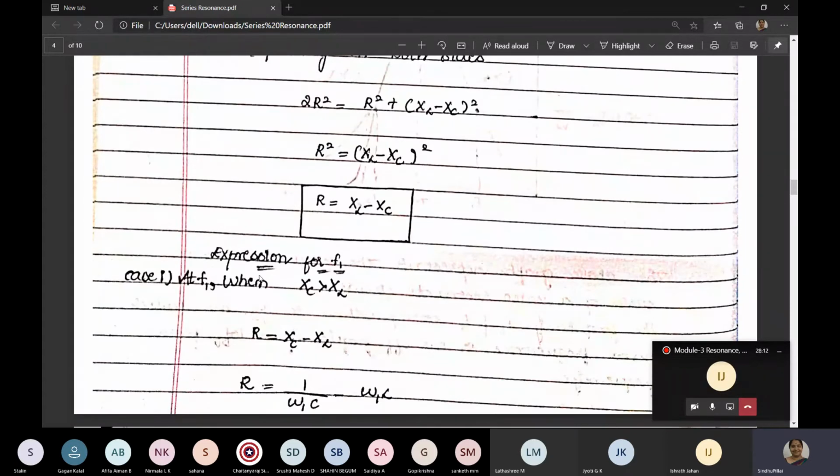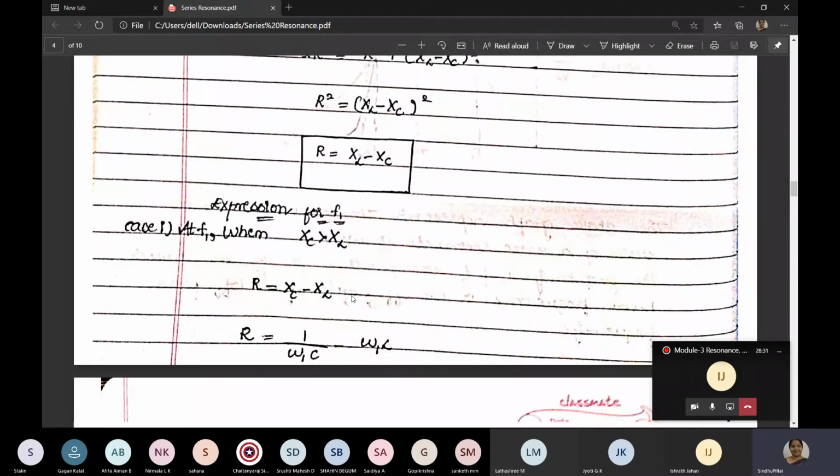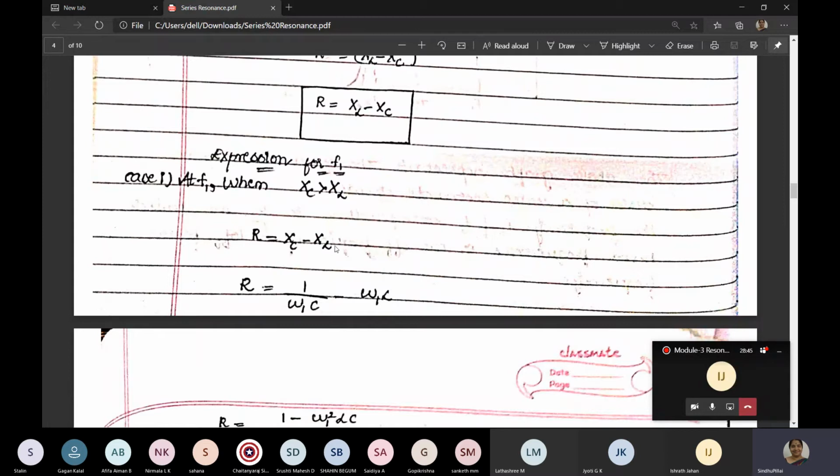So first we'll go with the expression for F1. In case 1, at F1 we know that XC is greater than XL, that is, the reactance of the capacitance is greater than the reactance of the inductance. That condition we know. So since XC is greater, write XC first. R is equal to XC minus XL, you should write for the expression for F1. Next substitute for XC and XL.